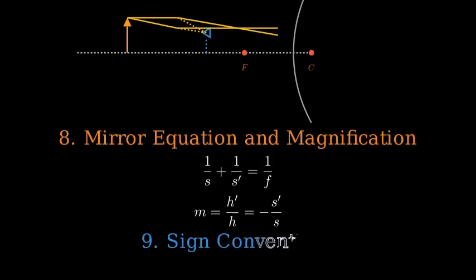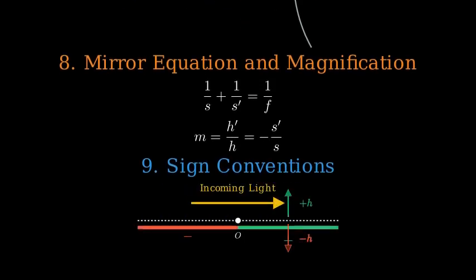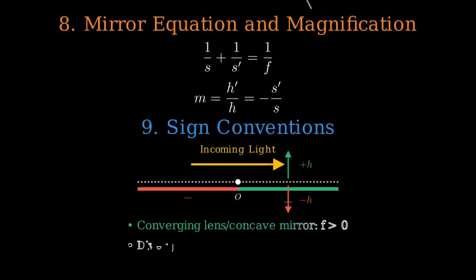Let's briefly discuss sign conventions in geometric optics. For both lenses and mirrors, we typically use the following sign conventions. Distances measured in the direction of incoming light are positive. Distances measured against the direction of incoming light are negative. Heights measured upward from the optical axis are positive, while those measured downward are negative. A positive focal length indicates a converging optical element, while a negative focal length indicates a diverging optical element.